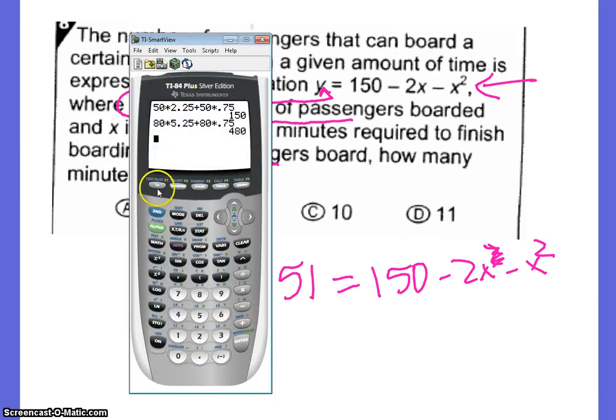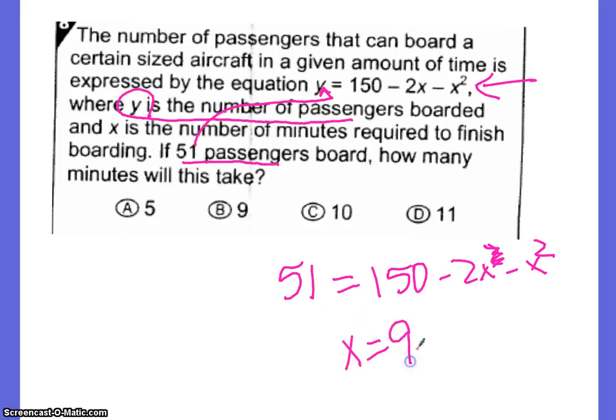So I have an equation, so I would go to y equal. And at y1, I would put everything before the equal sign, which is 51. At y2, I would say 150 minus 2x minus x squared. So then I would go second, calc 5, because anytime I have something at y1 and y2, I need to know where they cross. Let it draw, enter, enter, enter, and that says 9. X is equal to 9. So there's your answer. Okay, that's all of S1P5.